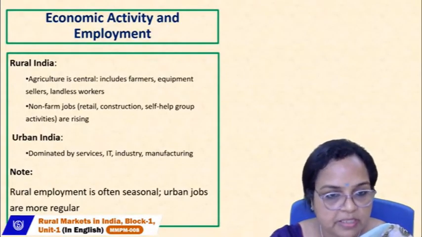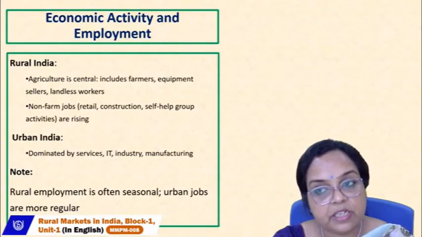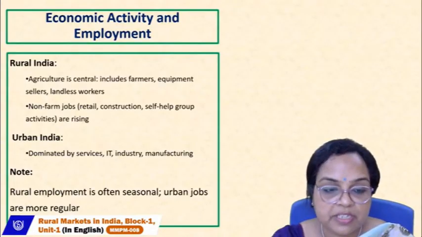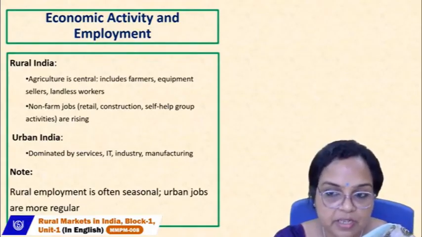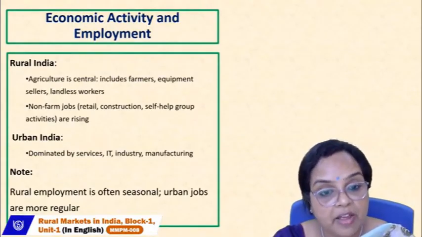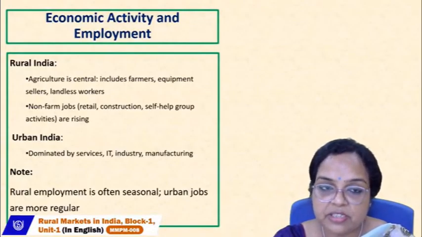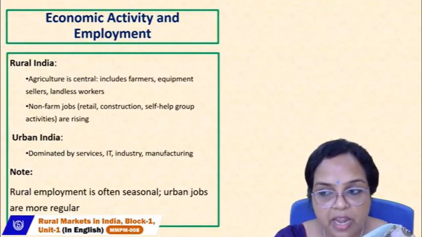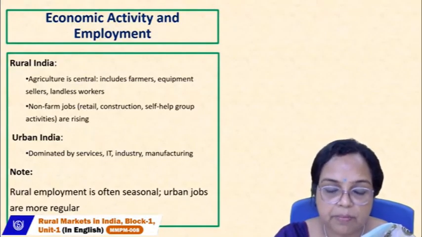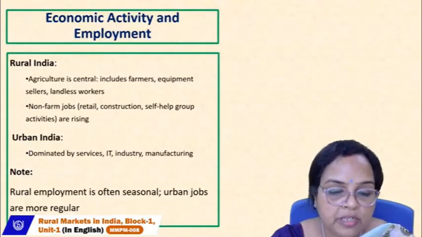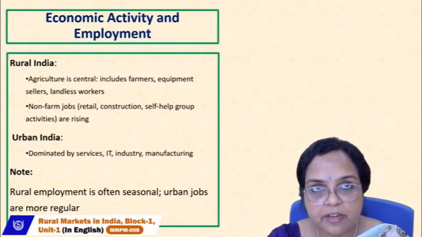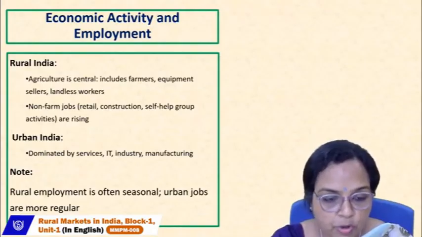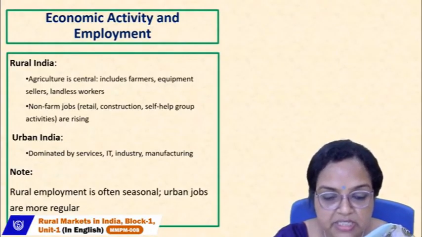Non-farm jobs, as we discussed, retail, construction, self-help group activities are also rising in the rural belt. Urban India is dependent on the service industry. Let's say hospitality service, let's say salon service. They have IT industries, they have manufacturing industry. So in urban India, the major source of income or economic activity has a broader dimension compared to rural India. Rural employment is often seasonal. That means if it is a harvest week or harvest month, they have more income, but urban jobs are more regular and have a systematic pattern.